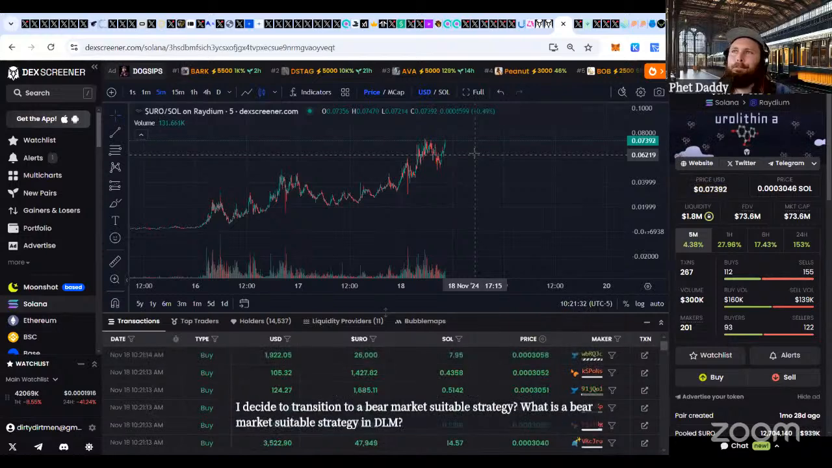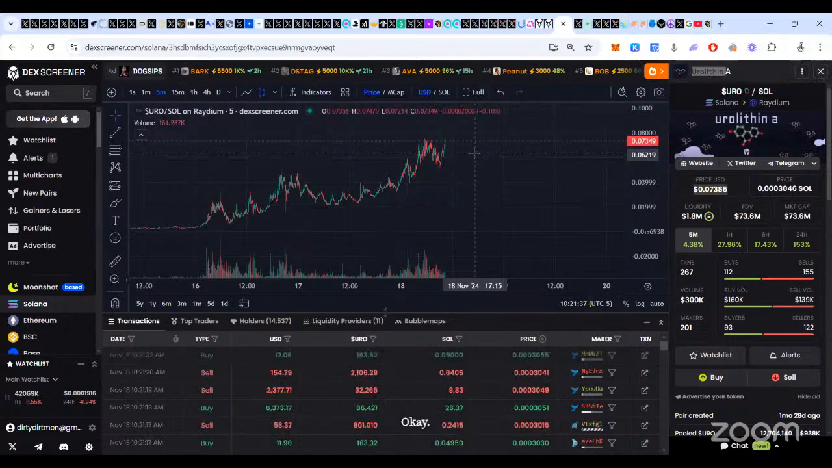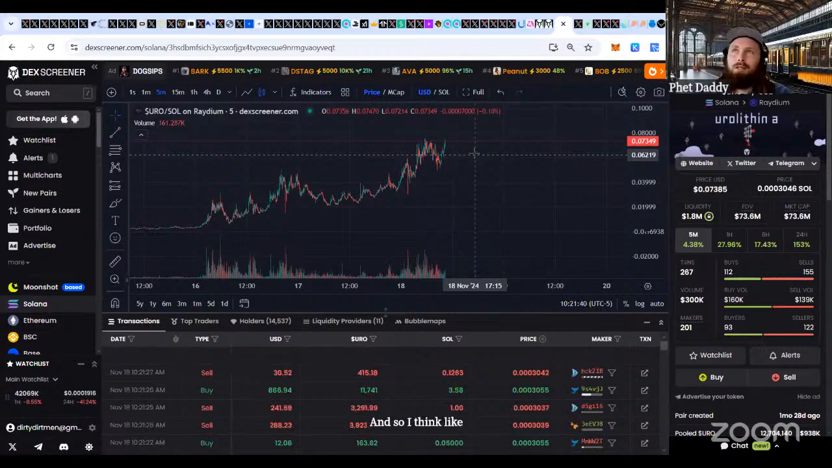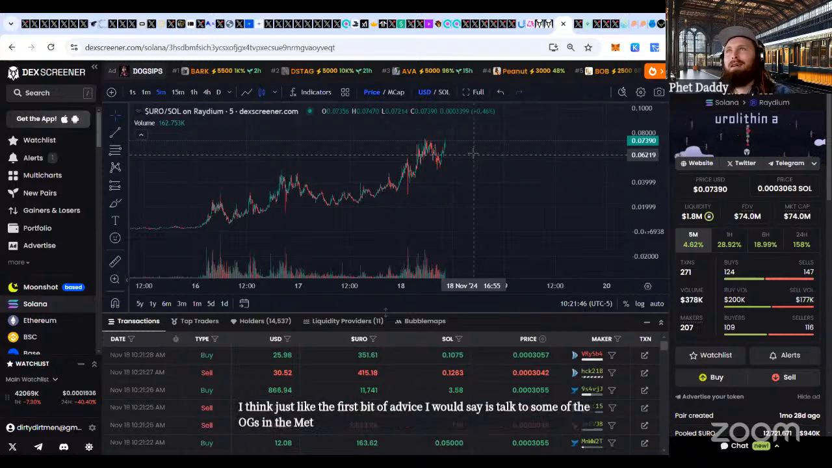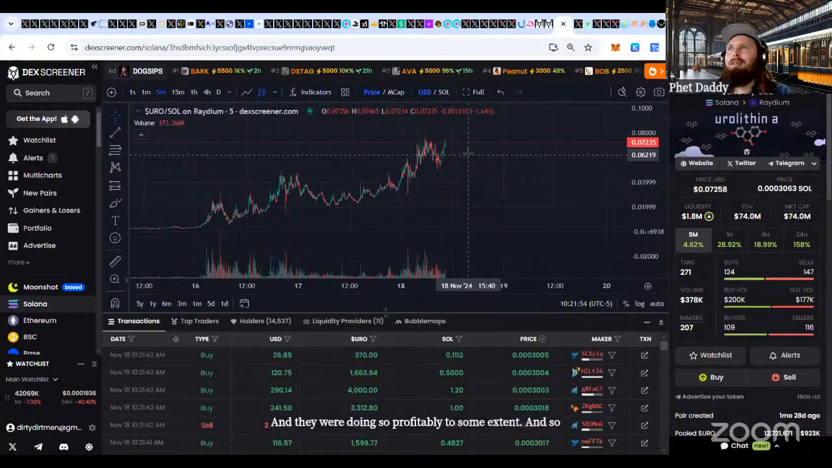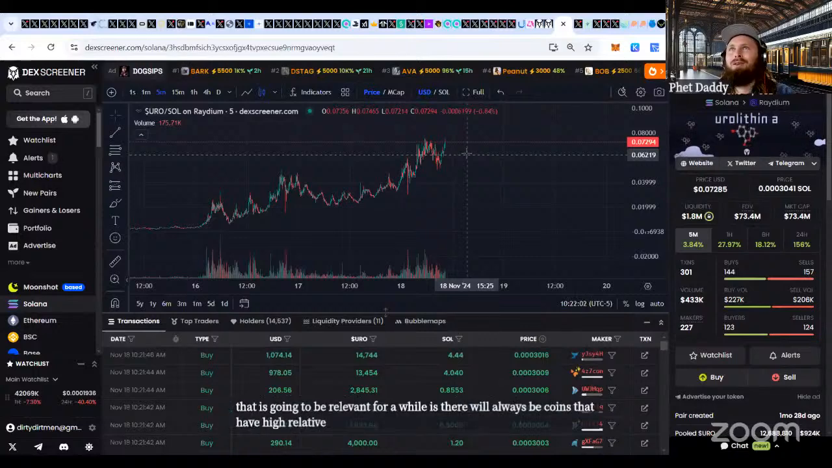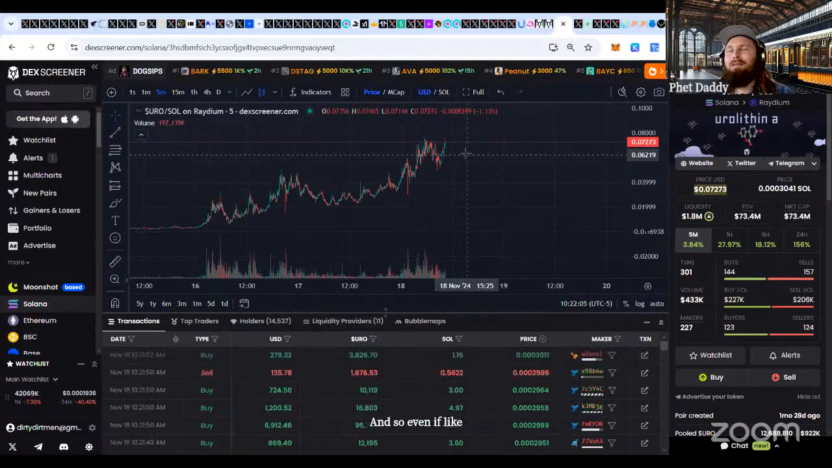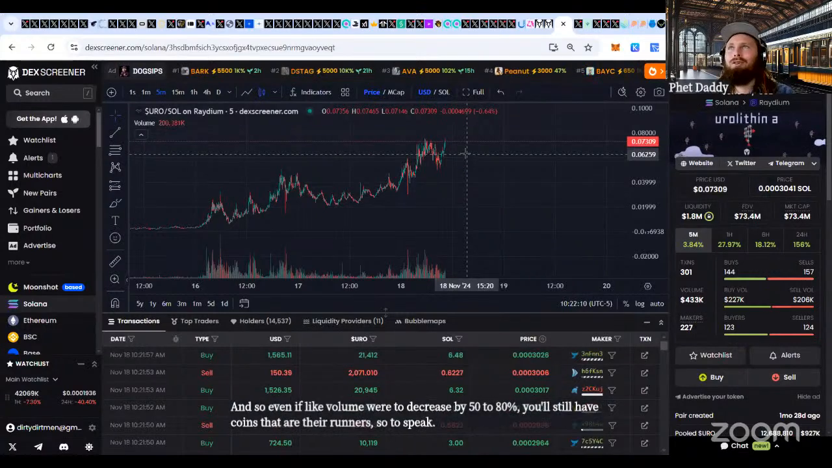Yeah, that's an incredibly intelligent perspective. The first bit of advice I would say is talk to some of the OGs in the Met Discord, because there are guys who were DLMMing 6 to 12 months ago and they were doing so profitably to some extent. One thing that is going to be relevant for a while is there will always be coins that have high relative attention. Even if volume were to decrease by 50 to 80%, you'll still have coins that are the runners, so to speak, for that time period. You'll just see less of them.